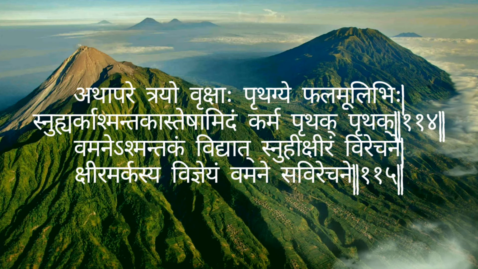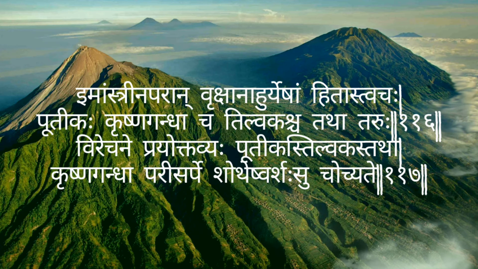Next is about the Kshiri Vriksha in shloka number 114 and 115. That is Ashmantaka, Snuhi Kshira and Arka Kshira. Ashmantaka is for Vamana, Snuhi for Virechana and Arka Kshira for both Vamana and Virechana. Putika, Krishnagandha and Tilvaka. Putika and even the Tilvaka are useful for the Virechana. And the Krishnagandha is useful in the Parisarpa, Shotha, Arshas, Dadru, Vidradi, Galaganda, Kushta and even in Alaji.